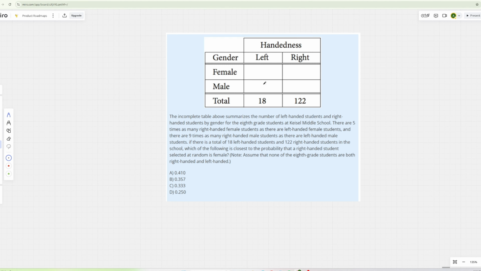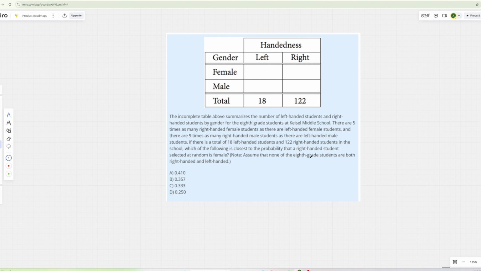We have an incomplete chart. The incomplete table above summarizes the number of left-handed students and right-handed students by gender for the 8th grade students at Kiesel Middle School. There are 5 times as many right-handed female students as there are left-handed female students, and there are 9 times as many right-handed male students as there are left-handed male students. If there's a total of 18 left-handed students and 122 right-handed students in the school, which of the following is closest to the probability that a right-handed student selected at random is female? Note, assume that none of the 8th graders are both right-handed and left-handed.